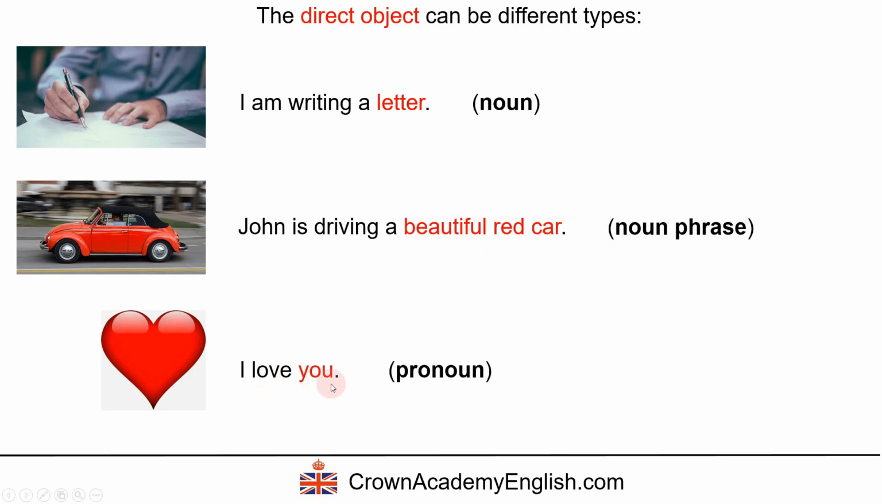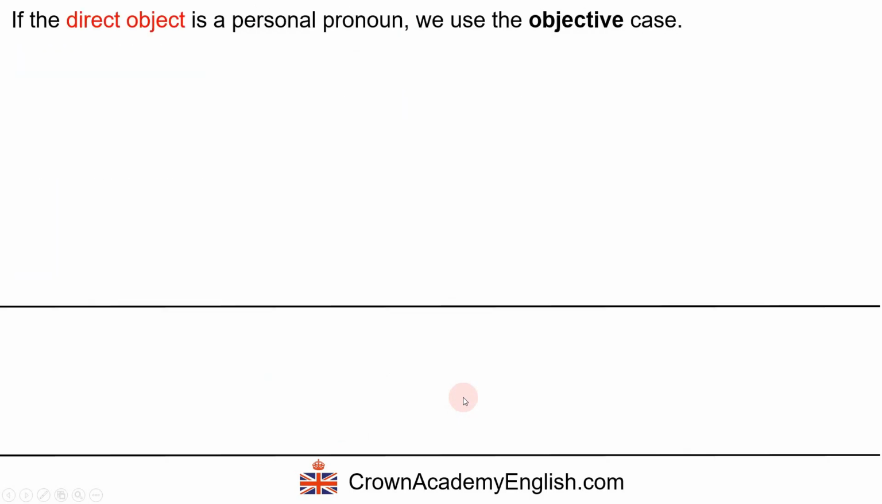I love you. And here, the direct object, you, is in fact a pronoun. And it's a special type of pronoun. It is a personal pronoun. And we have a very important rule. If the direct object is a personal pronoun, then there is a very important rule that we must follow. The rule is, if the direct object is a personal pronoun, then we use the objective case.